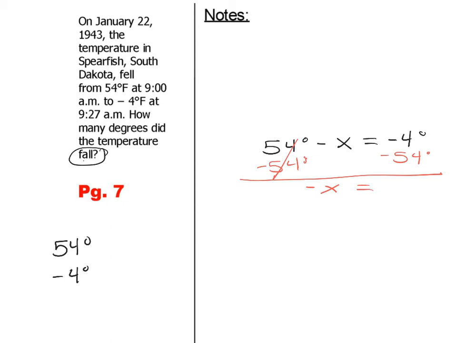So -4 minus 54. What happens when I take a negative and I subtract a number? A positive. Yep. Plus negative. So -58 degrees. So x equals, well, it's -x equals positive 58. Perfect.